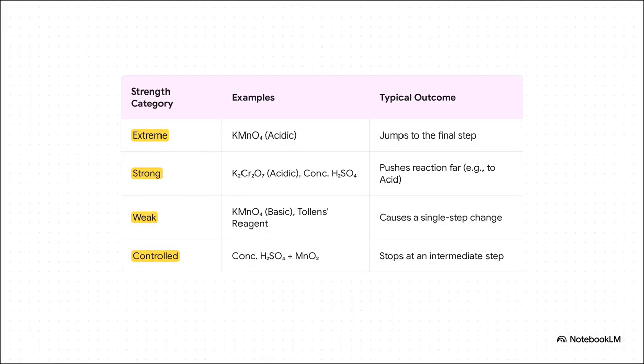And this table, this is your cheat sheet. We can basically sort all these different oxidizing agents into 4 categories. You've got your extreme ones like acidic potassium permanganate that just go all the way to the end. Strong agents will push the reaction pretty far up the ladder. Weak agents, well, they only have enough juice for a single step. And then you've got these cool controlled agents, which are designed to stop at a very specific spot.